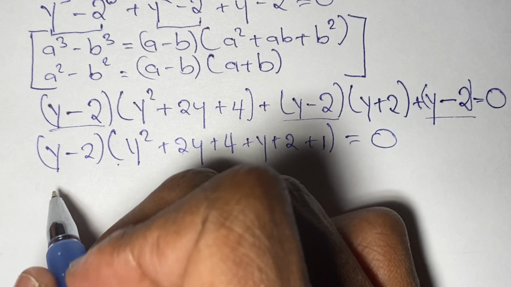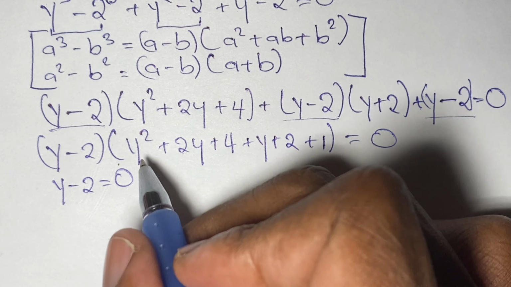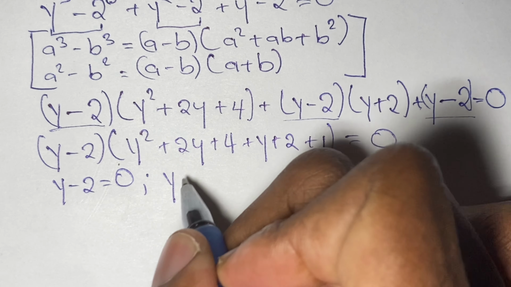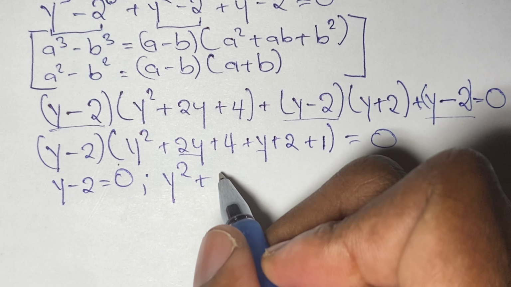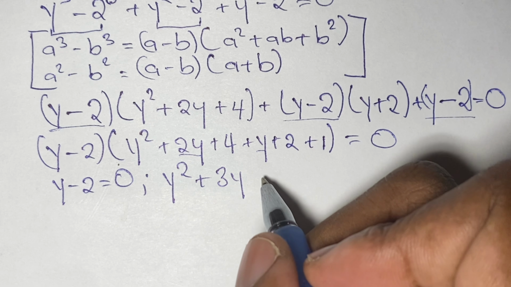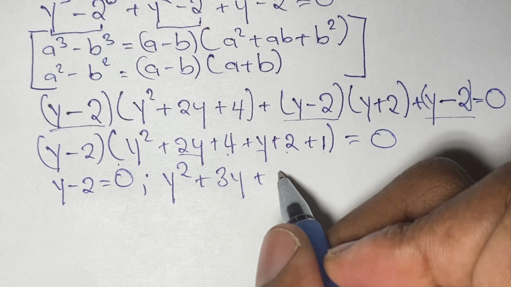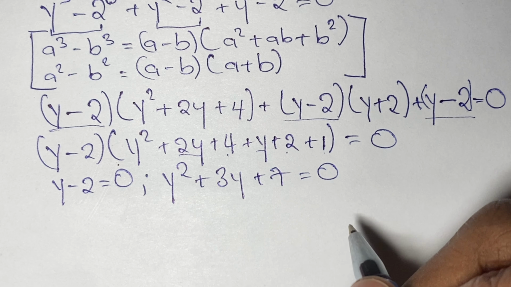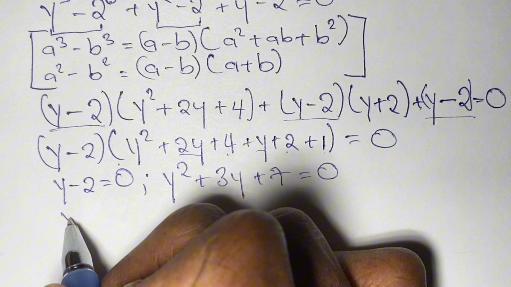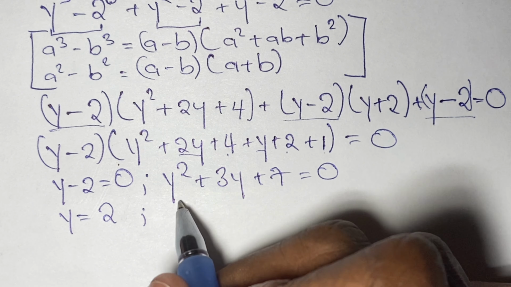And from here we'll say y minus 2 is equal to 0. And what we'll do in the other pair of brackets is that we'll gather like terms. So we'll say y squared plus 2y plus y, which will give us 3y. Right, so we will have that, and then we say plus 4 plus 2 is 6, and 6 plus 1 is 7. So we'll have y squared plus 3y plus 7 is equal to 0. And now here we have our first solution, being that y is equal to 2.